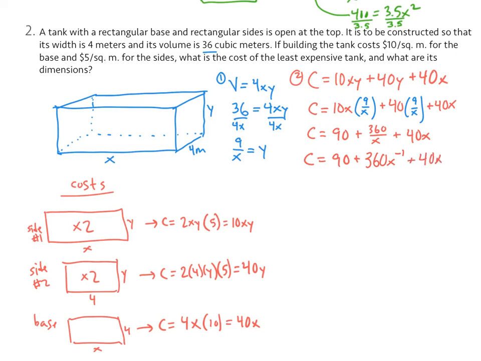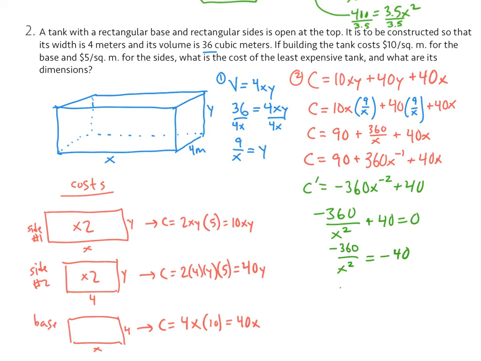Now I can take the derivative in that form. C prime equals 0 minus 360x to the negative second plus 40. And I'll set the derivative equal to 0. I'll write negative 360x to the negative second as negative 360 over x squared plus 40 equals 0. I can move the 40 to the other side of the equation. I can multiply both sides by x squared. I'm going to divide both sides by negative 40 to get 9 equals x squared.